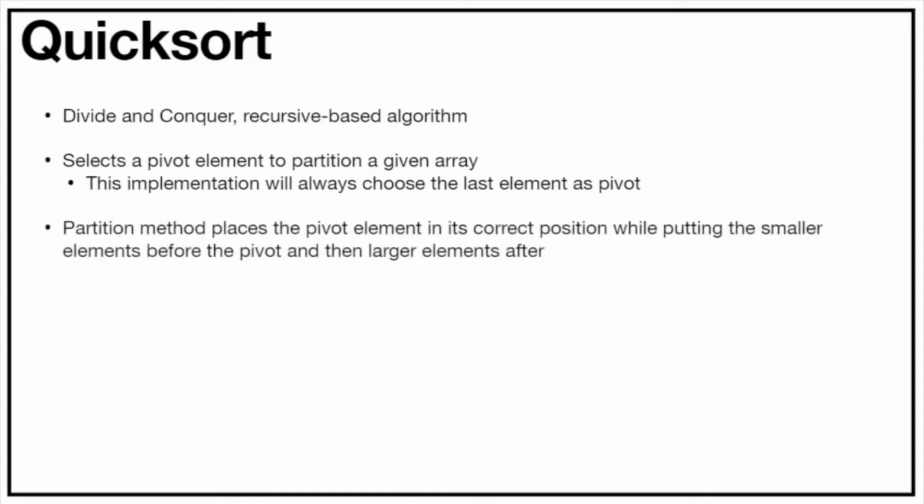The partition method places the pivot element in its correct position, while putting the smaller elements before it and the larger elements after. This means, depending on the pivot that the program chose, your runtime could be affected. Quicksort also creates subarrays. This is so that it can deal with the data more appropriately.